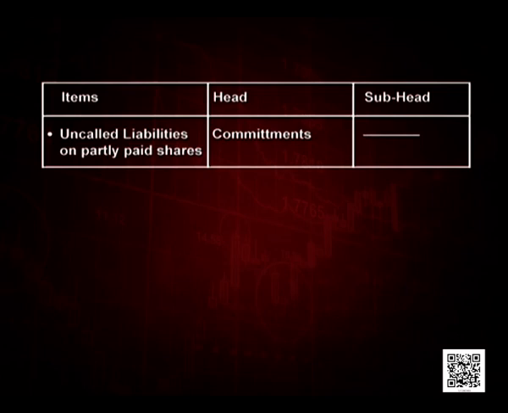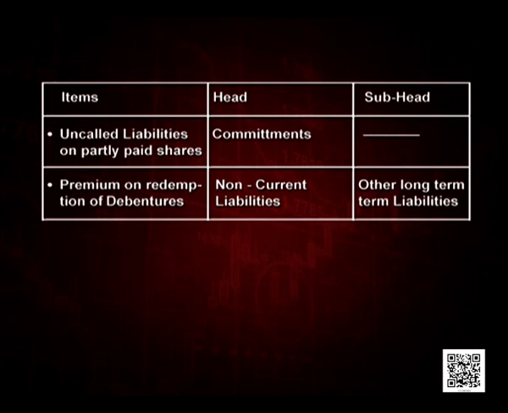Second point, premium on redemption of debentures. It is shown under non-current liabilities because we have to pay it in future. So the subheading is other long term liability. Please remember the main head is non-current liability, and in that non-current liability the subhead will be other long term liability. These kind of questions generally come in the exams.